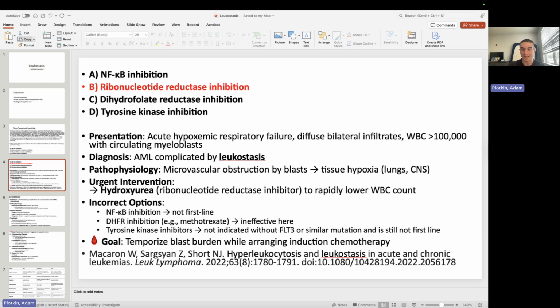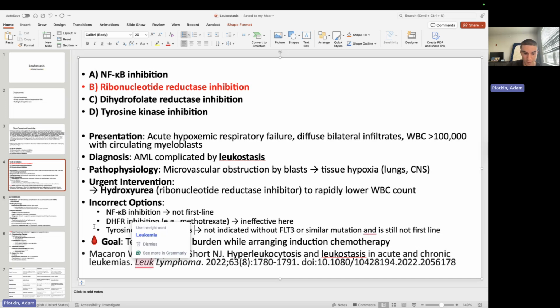There is mention in the guidelines that some of these acute myeloid leukemias can have a FLT3 or a similar mutation in which tyrosine kinase inhibitors could be effective, but for immediate treatment, first line for my leukostasis, it's still not tyrosine kinase. It's absolutely hydroxyurea. Our goal with this treatment is to temporize the blast burden, lower that, so we can arrange for the induction chemotherapy to help treat this cancer so we don't progress to this leukostatic crisis one more time. If you want to read more on hyperleukocytosis and leukostasis in acute and chronic leukemias, you can read about it here.